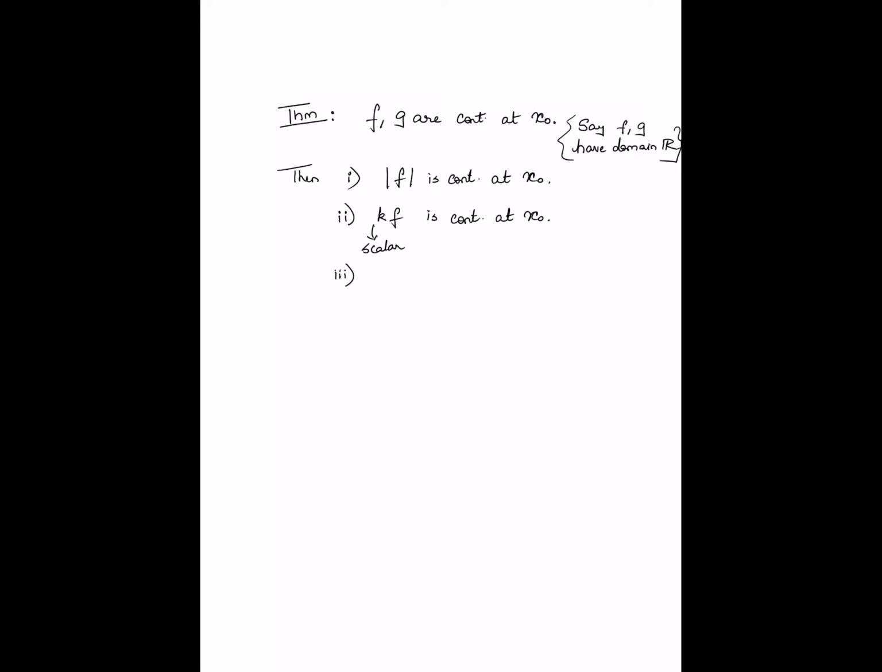If you add two functions which are continuous at x0, that sum function is also continuous at x0. If you multiply functions that are continuous at x0, the product is continuous. If you divide them, the ratio is continuous so long as g of x0 is not 0.